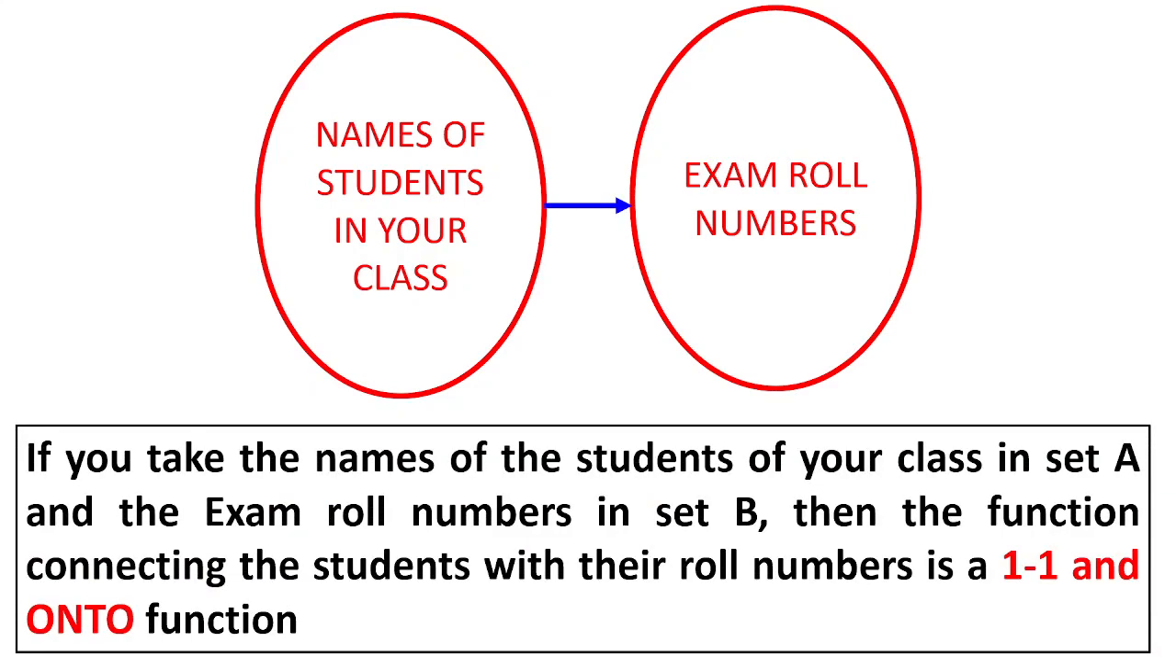Now this is another example I told you for bijective. The exam roll number we have already discussed. If you take the students in set 1 and the exam roll numbers in set 2, every student will have an individual exam roll number, and for every exam roll number there will be a student associated with it. So it is a 1-1 onto function. You can think of a better example.